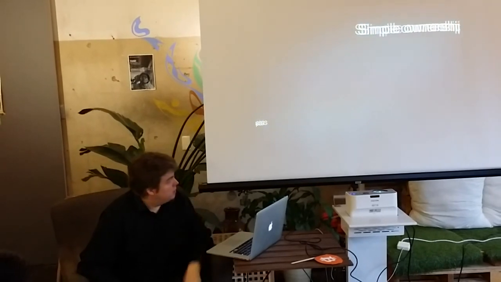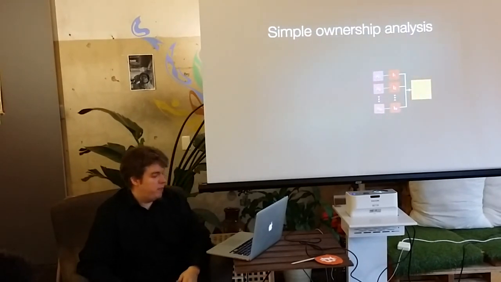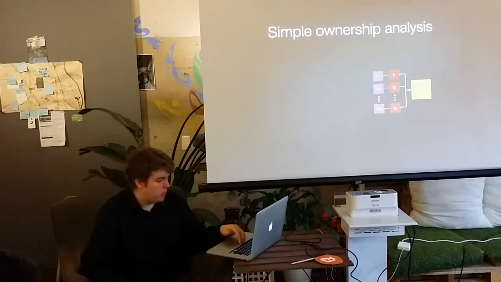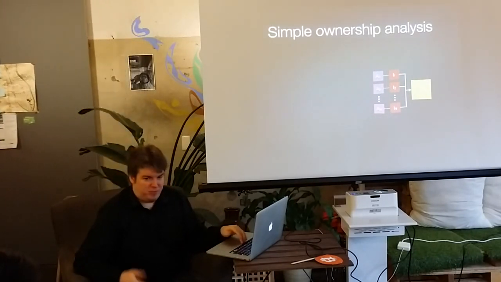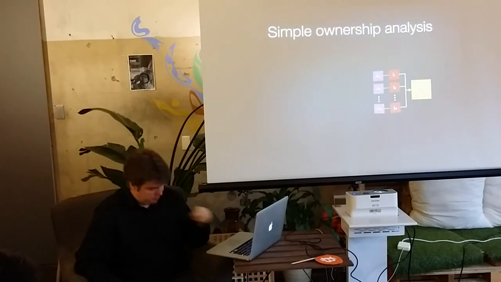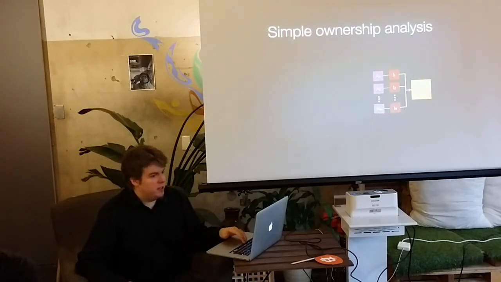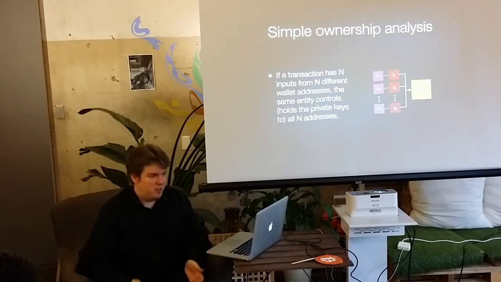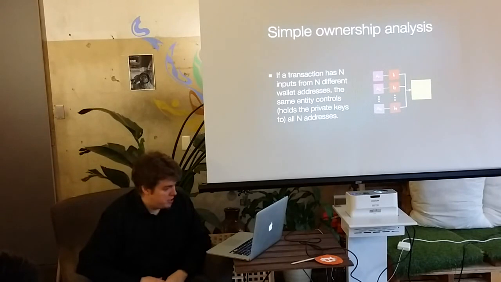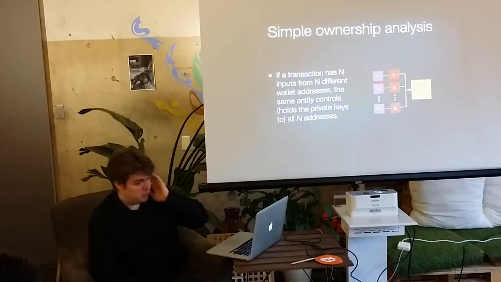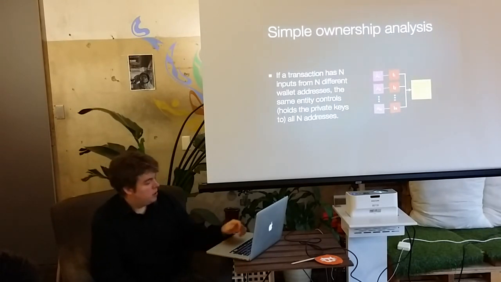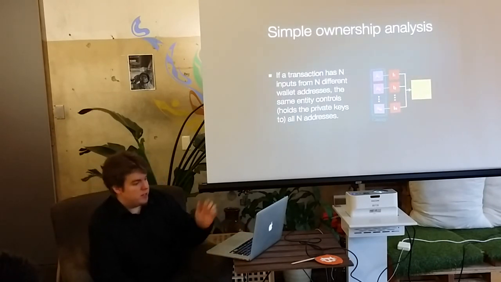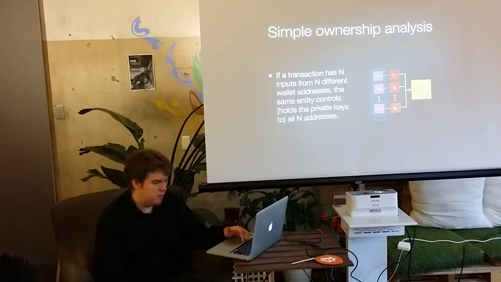So this is based on the simple observation that if you have a transaction with multiple inputs, then you can, of course, assume that it's the same person that controls keys to all the inputs, because otherwise you wouldn't be able to issue this transaction, because the transaction is based on all the private keys. So we can figure out that it's the same person that owns all these addresses. Right, that's basic step number one.